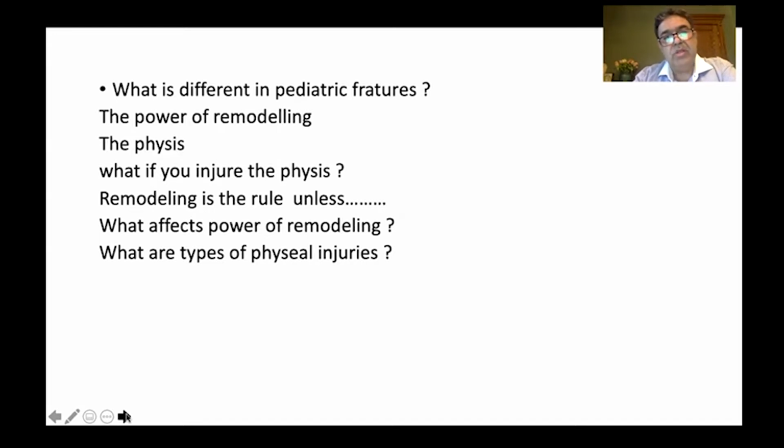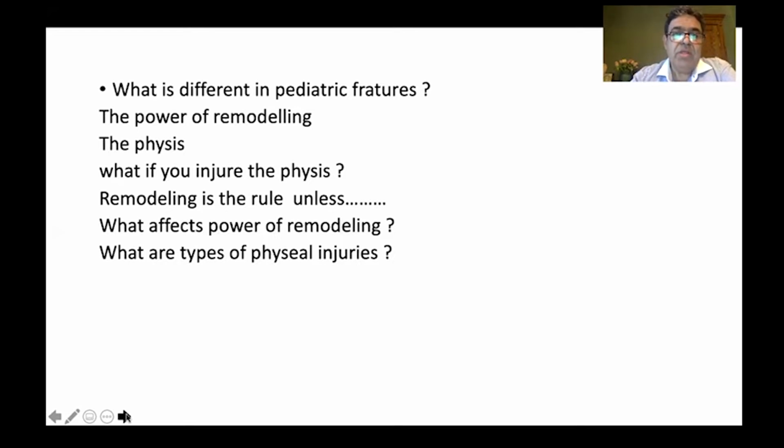the power of remodeling. What we mean by remodeling is that when the fracture unites, if the position is not 100% acceptable, during the coming years of growth, the child's bone has the capability to remodel to a good position. If we have a flexion or extension deformity after fracture malunion, during the coming years, this deformity may remodel. The great power of remodeling is attributed to the physis, the physeal growth plate.